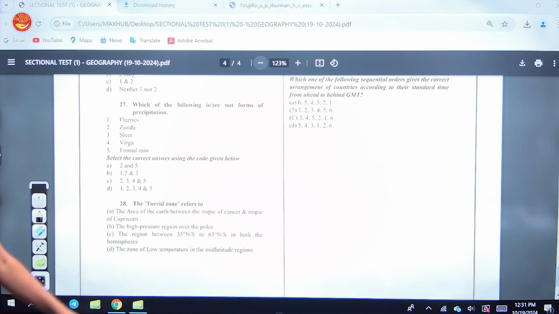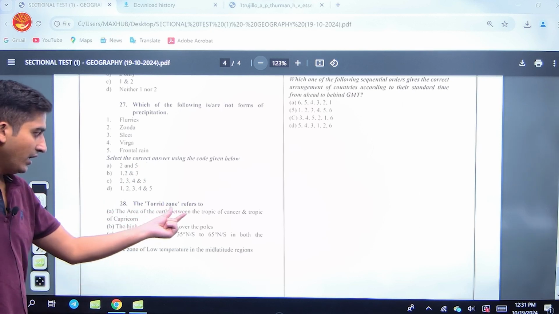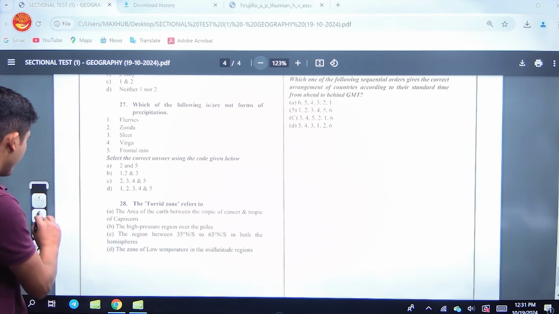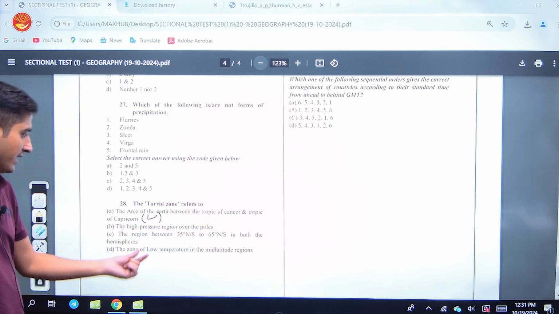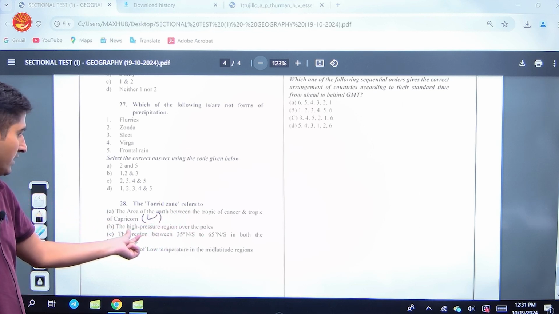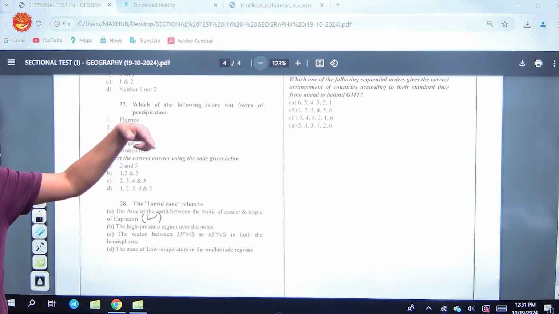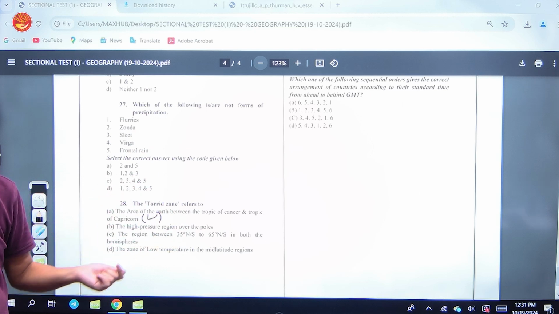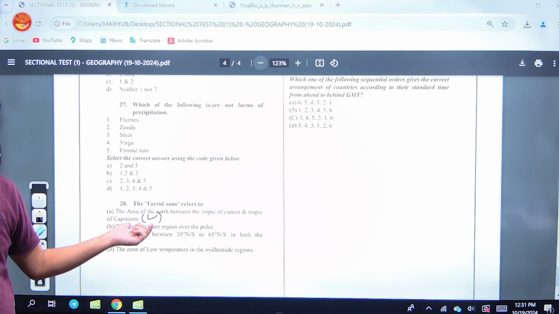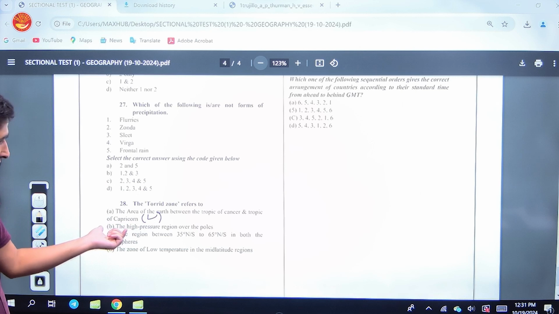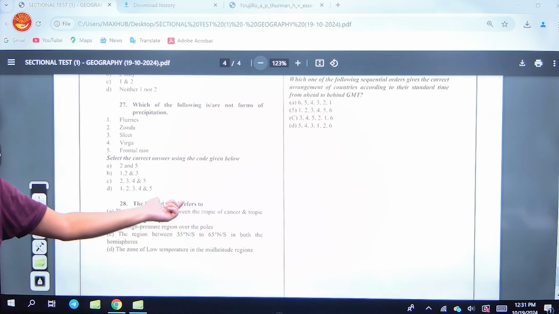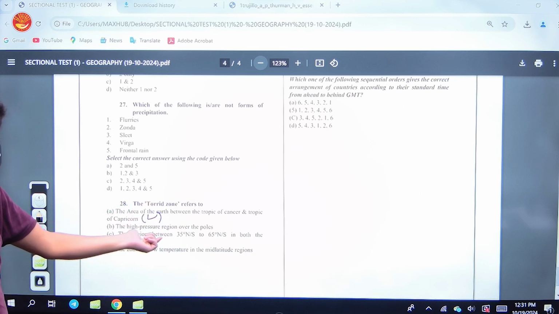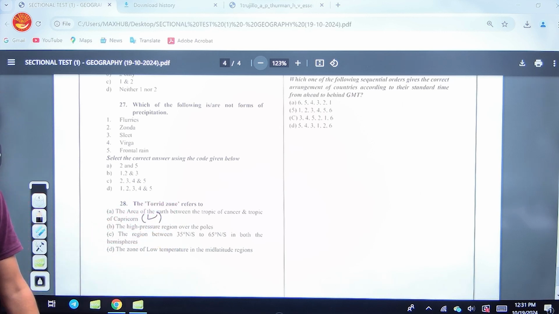The term torrid zone refers to the area of the earth between the Tropic of Cancer and Tropic of Capricorn. Yes, this is true. The high pressure region over the poles? No. The torrid zone, temperate zone and the frigid zone is the other classification that is used, the other naming for the tropical zone, temperate zone and the polar zone. So the torrid zone refers to the tropical zone between the Tropic of Cancer and the Tropic of Capricorn in both hemispheres. That is the torrid zone, so there is nothing to worry about. Option A is the correct fit in question number 28.